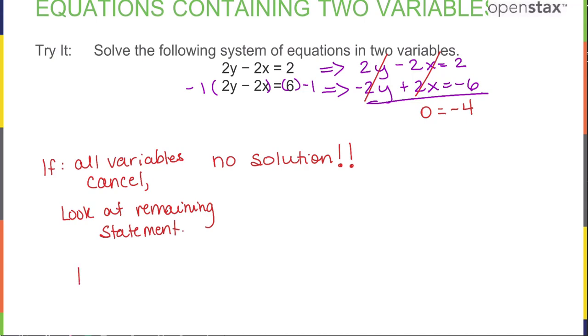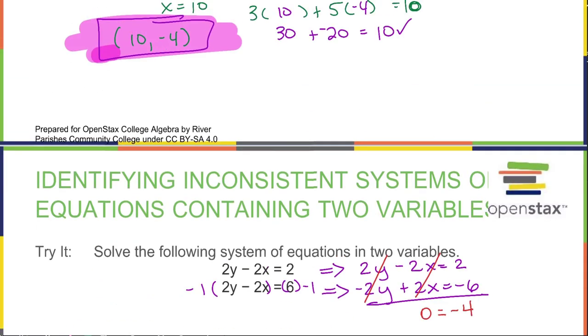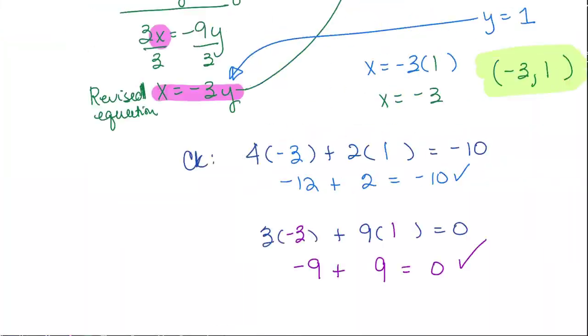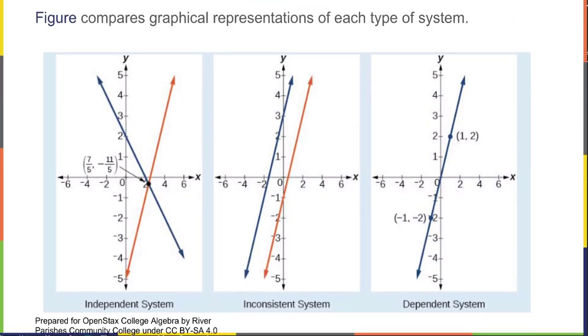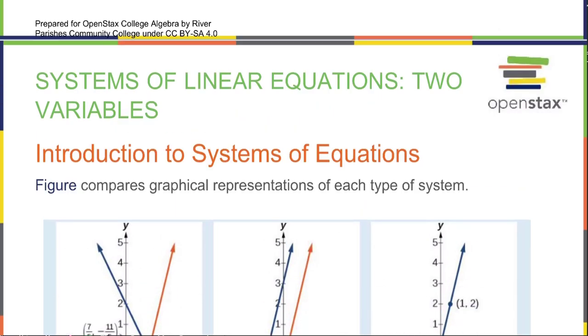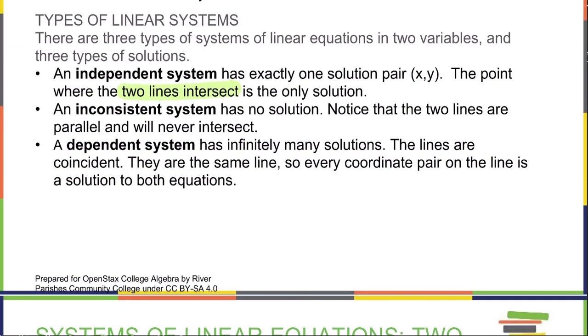If it is false, then that means we have no solution. And let me go back in the PowerPoint and show you what that looks like graphically. Because if you'll remember, there were different types of solutions. So graphically, it looks like this. It's an inconsistent system because the lines never intersect.